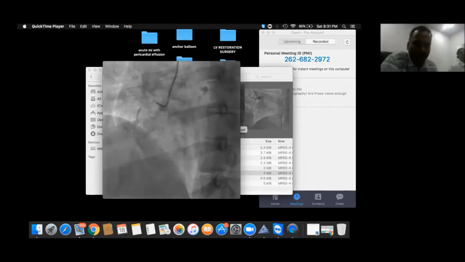Yes, it's a good question. See, for right-sided SVGs, I mean SVGs to the right side, most often JR works. Most often JR works. If JR won't work, then you try MPA.